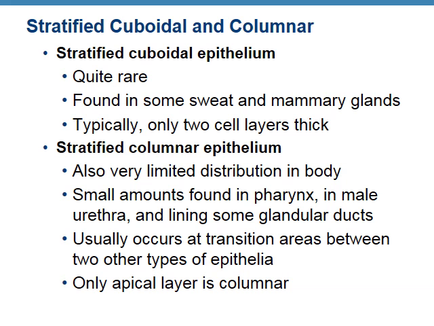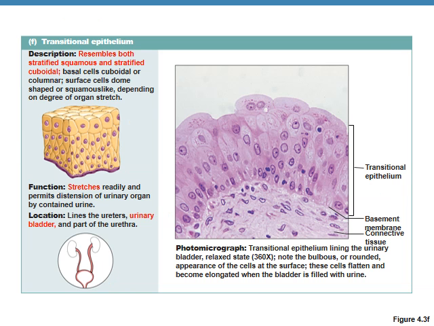The next two here, stratified cuboidal and columnar, are quite rare, and we don't find them in very many areas within the body. That's what they mean by limited distribution. So take a look at this slide and just be familiar with these two. I don't have anything highlighted in red.